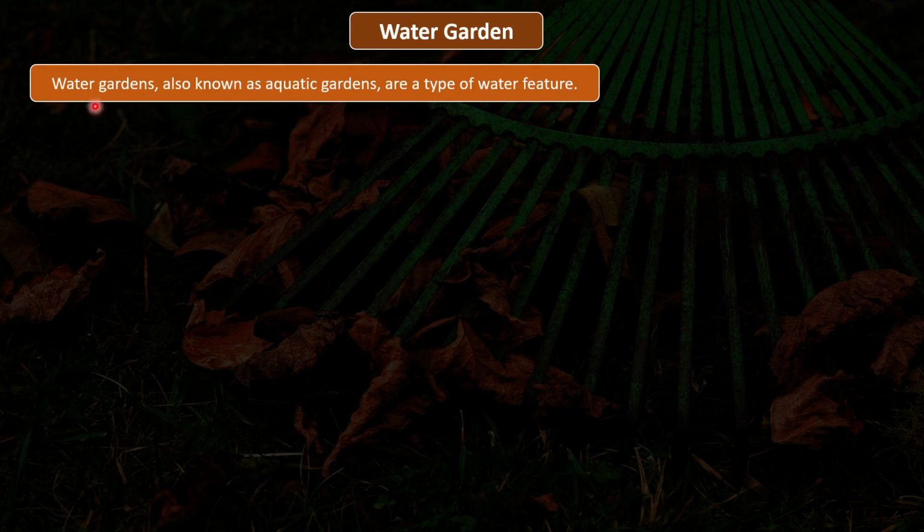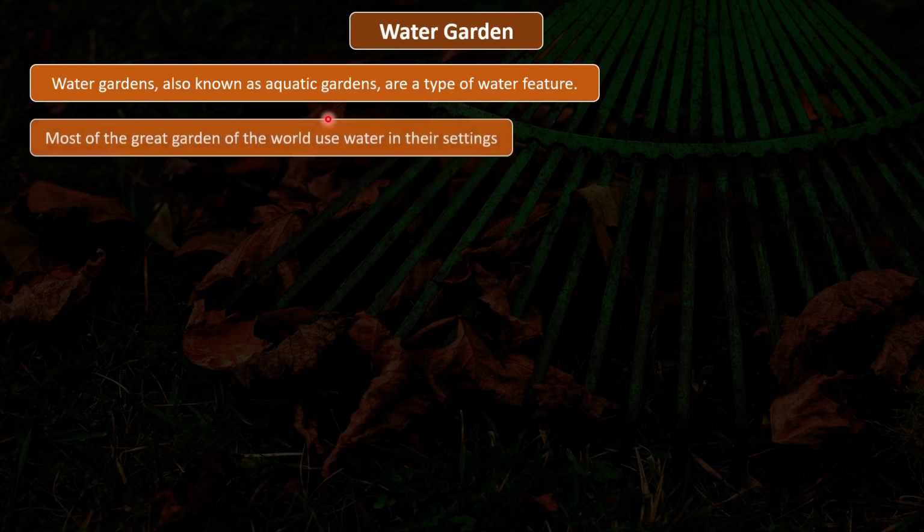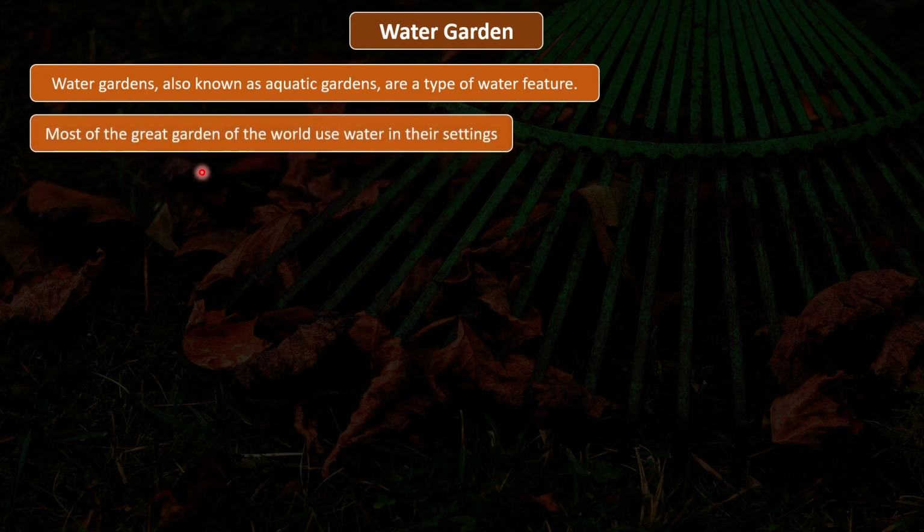So water gardens are the gardens where you use water as a base, right? So whatever plants that you use are also plants that can grow in water. So this is a kind of aquatic garden. So most of the great gardens of the world use water in their settings. So this is also, water garden often becomes a part of a big garden.